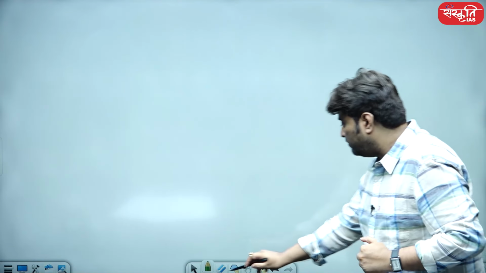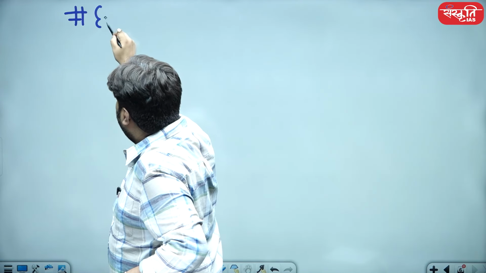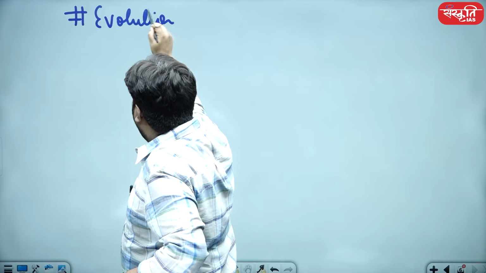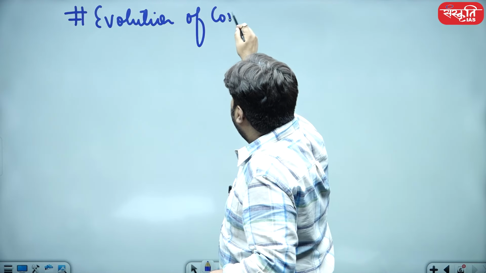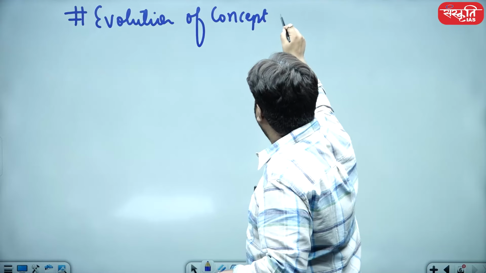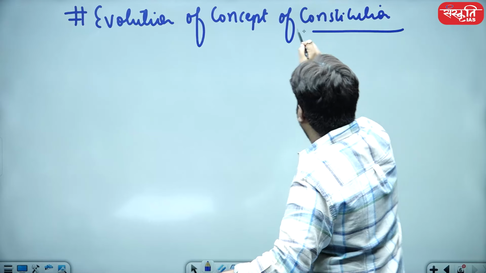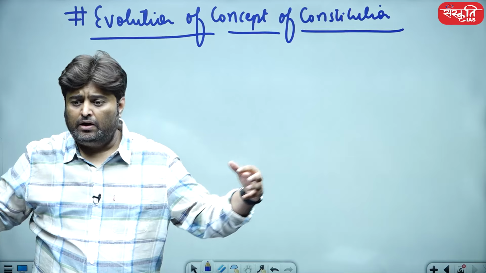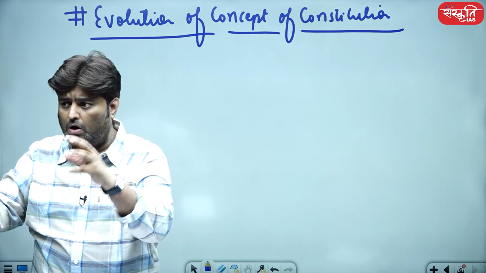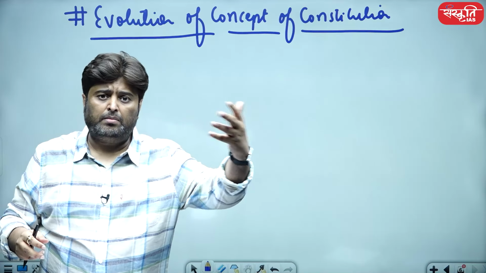Moving on, the next concept, student, is evolution of the concept of constitution. In my previous class, I went through the constitution as a technical definition. Now let us look into the evolution of the concept of constitution. So constitution as a concept is quite new, but looking into 5,000 years of human history, that is the history when humans got organized into certain colonies, kingdoms, civilizations, and later turned into modern day countries.